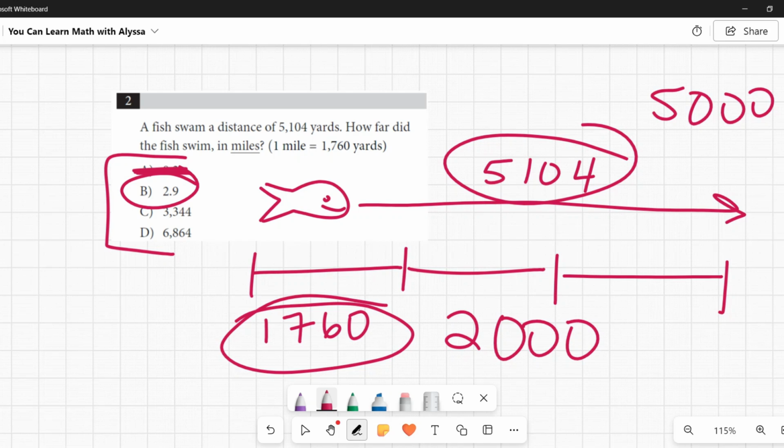If we look at this and say, okay, how far did the fish swim? And they're telling us, how many yards are in a mile. And we can absolutely put this into our calculator. 5,104 divided by 1,760 does give us 2.9, or B is my answer.